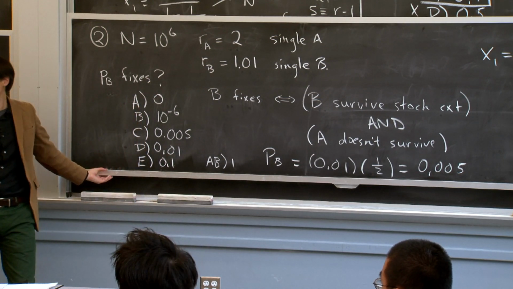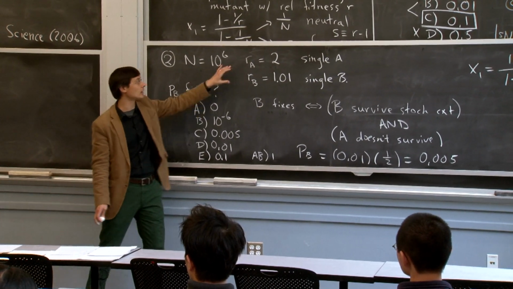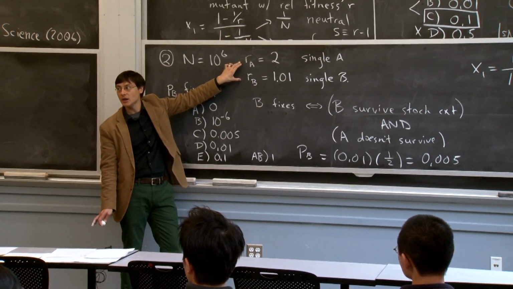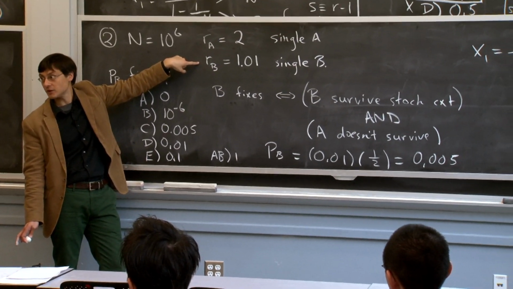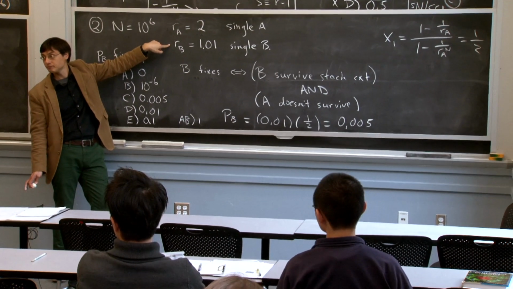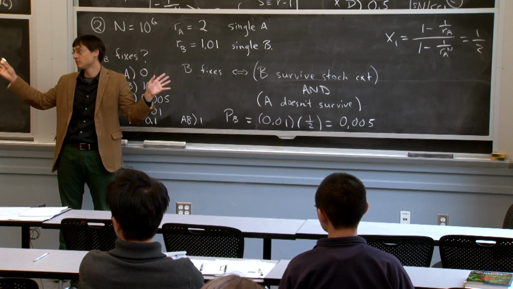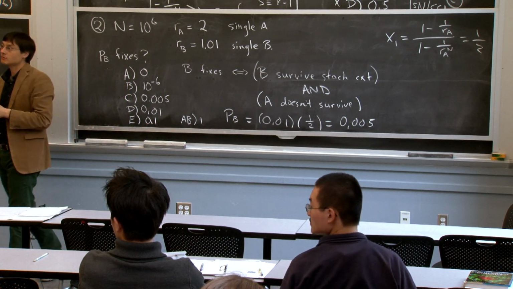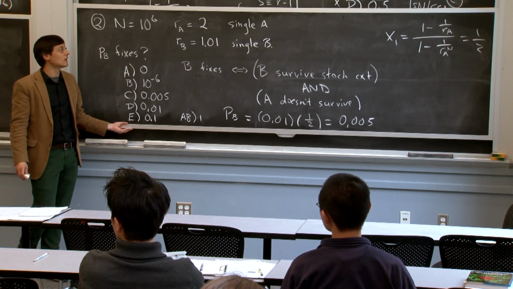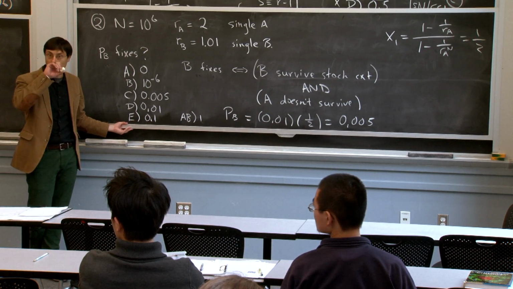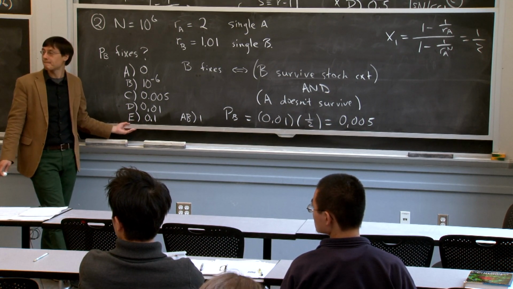But if RA and RB were closer, actually, that correction? No. It's not about how close RA and RB are to each other. Even if they had the exact same relative fitness, even if they were both 2 or both 1.01, they would still be non-interacting. That's just because they're in this sea of individuals. But the thing that I'm worried about is, for example, RA could take over quickly, and then RB could take over, right? And that would not be right.